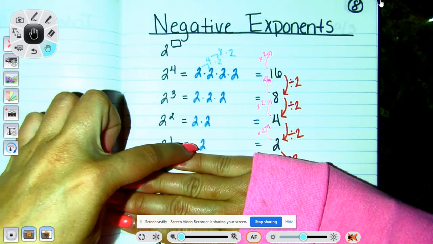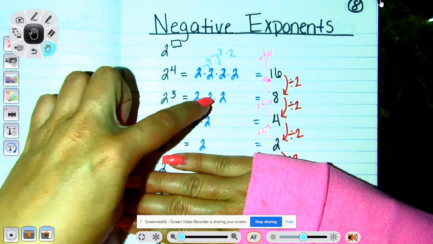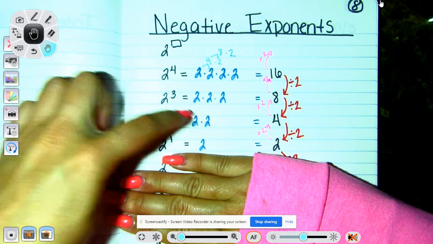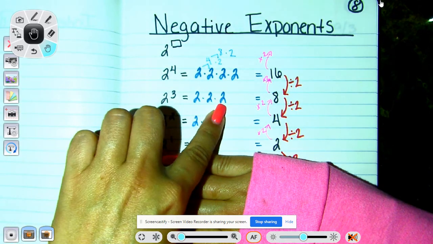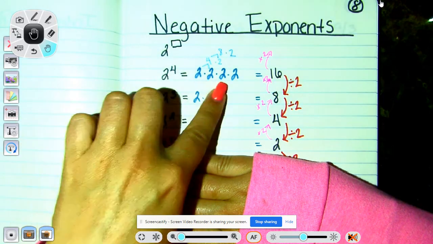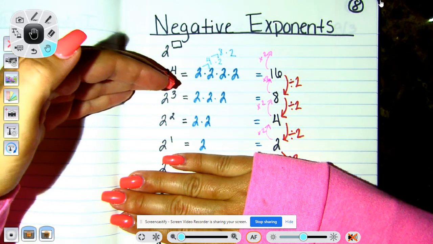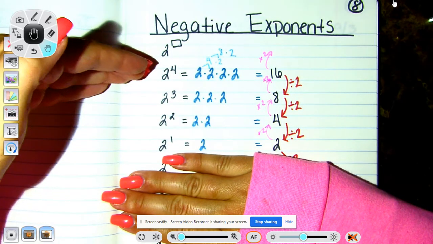So each time that I move up my table or up my expressions and I up my exponent, I'm adding another multiple of 2. So 2 to the first, 2 to the second, I multiply by another 2. 2 to the third, I multiply by another 2. 2 to the fourth, I multiply by another 2. So every single time that my exponent is increasing, I'm multiplying by a 2.